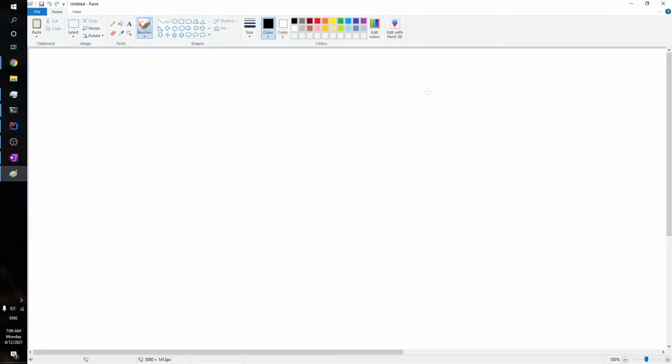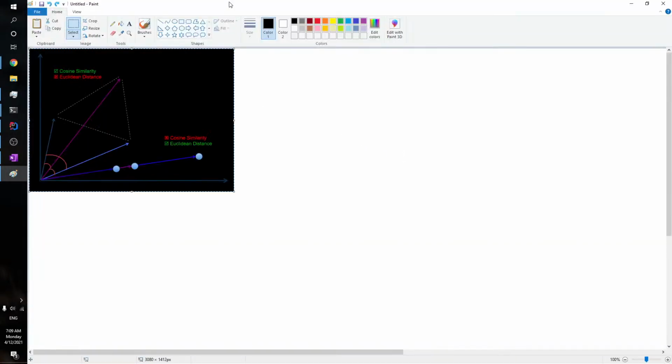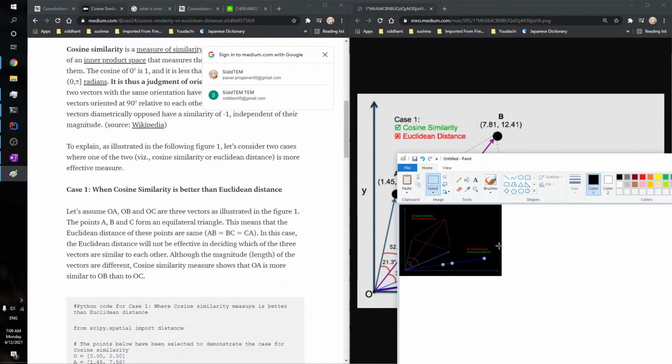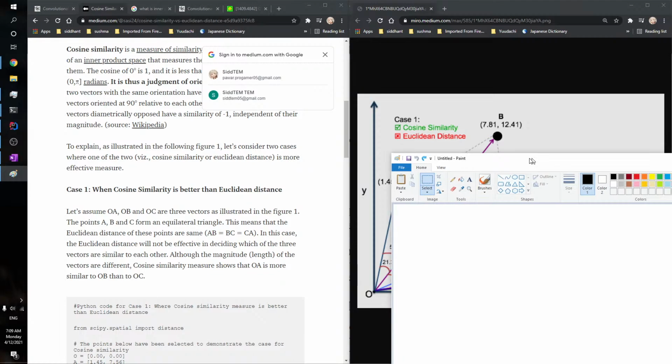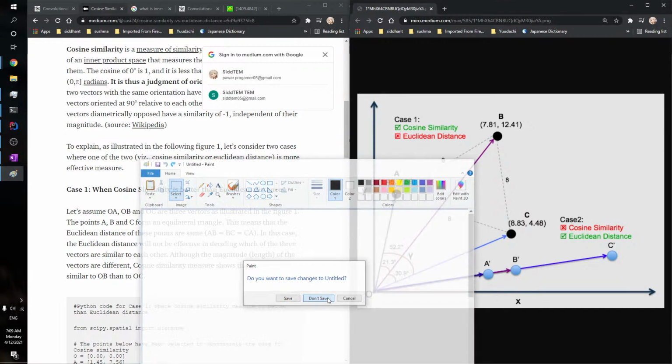I think a better place to put the image would be here. Okay, just... that's weird.